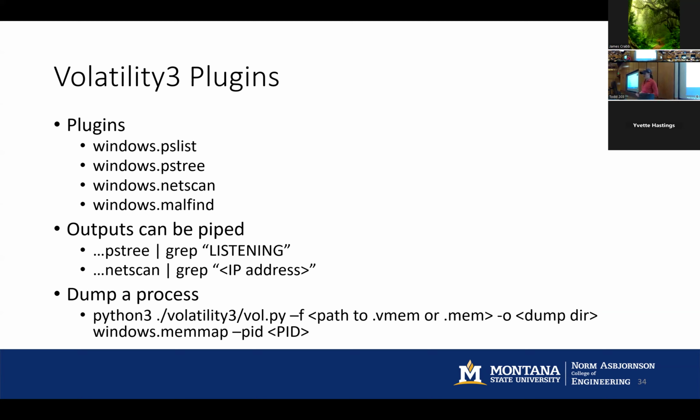We can also dump a process, and this is looking specifically at a process. When we look at a tree, there's a lot of processes. Each one of them has a unique ID, and I'll show you that here in just a minute. We can look specifically at that process and then dump all that information to another file for us to do further analysis on it. Okay, any questions so far? Okay.